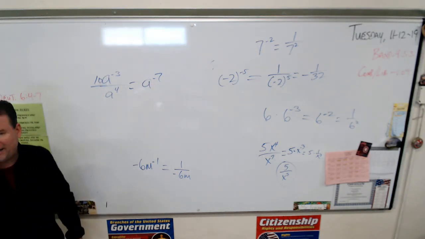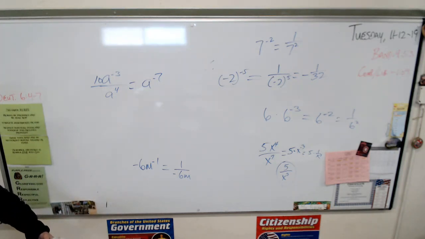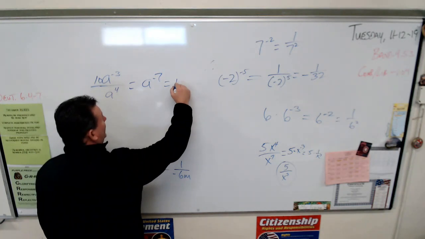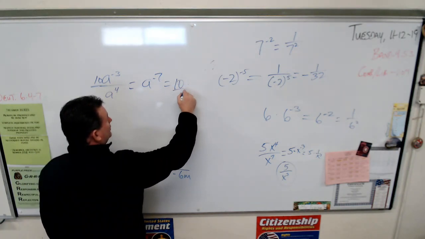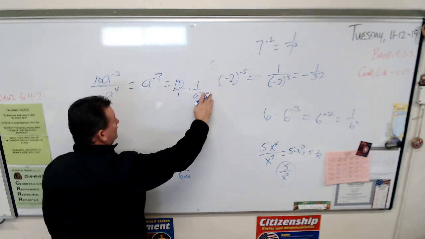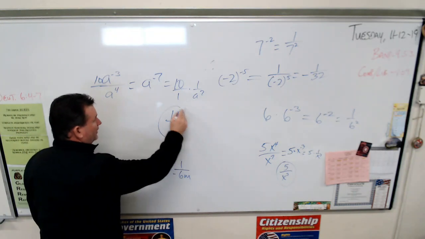How do I write a to the negative 7? 1 over a to the 7. So I have 10 times 1 over a to the 7. So my answer is 10 over a to the 7.